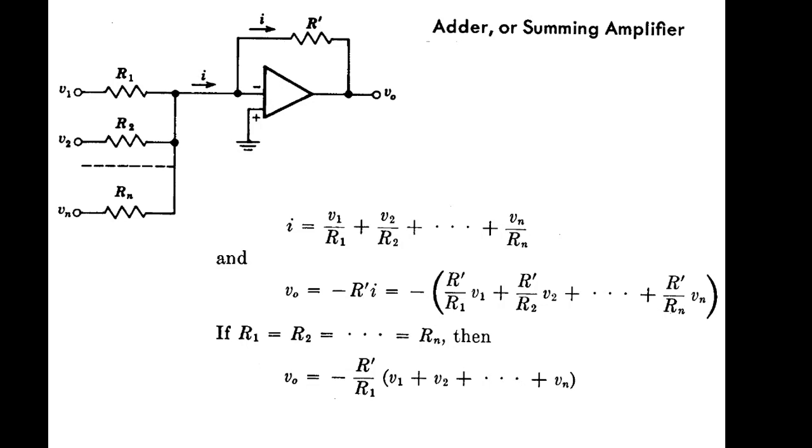So the current because of these sources at this point we say I, and this can be easily calculated by using simple Ohm's law. V is equal to IR, so I is equal to V1 upon R1, plus V2 upon R2 plus and so on, plus Vn over Rn.